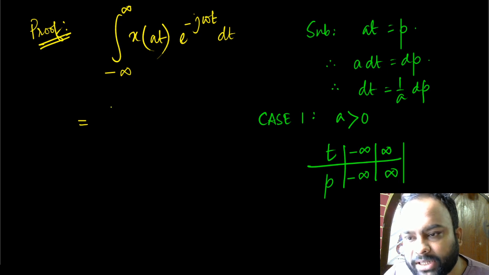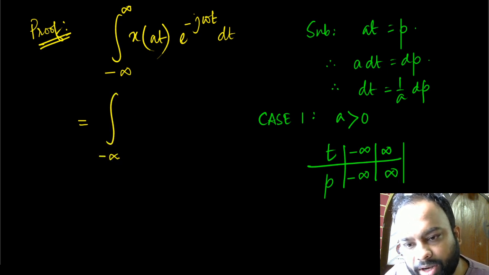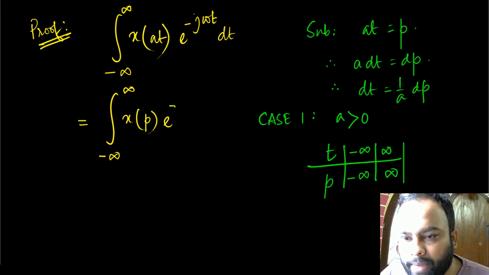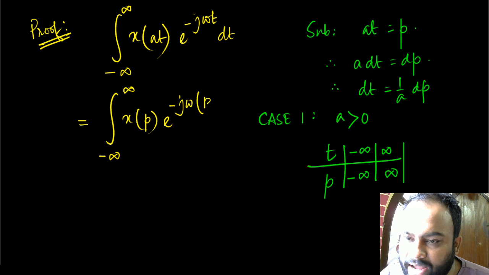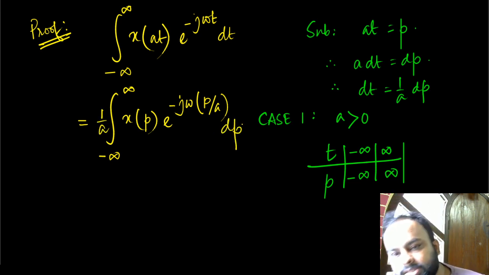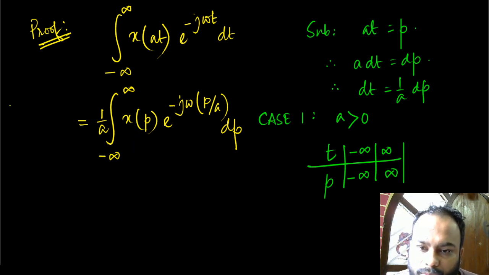So with that information, let's try doing this integration from minus infinity to infinity. I have x of p, because at is p, e to the power minus j omega. And what is t? t is p by a, so j omega p by a. And instead of dt, I would write 1 by a dp, but 1 by a can go outside because that's a constant. The limits are not changed because a is positive. So this is my case 1, when a is positive, right?